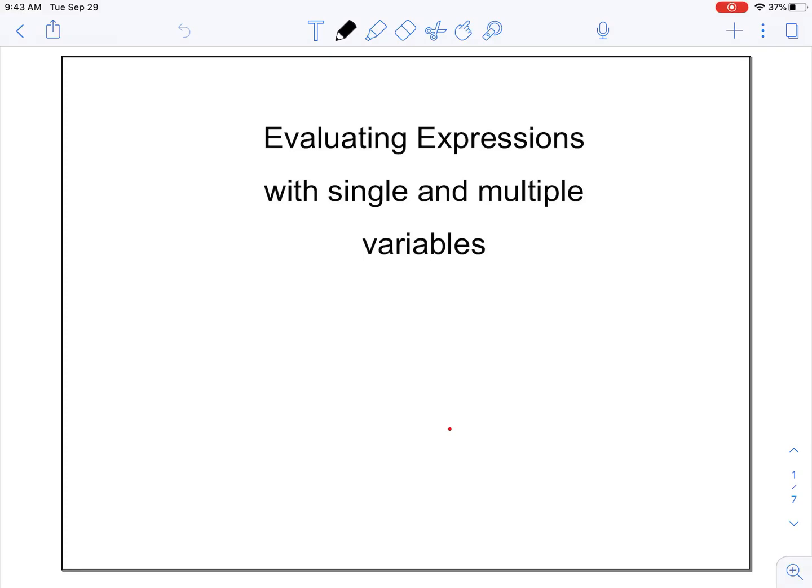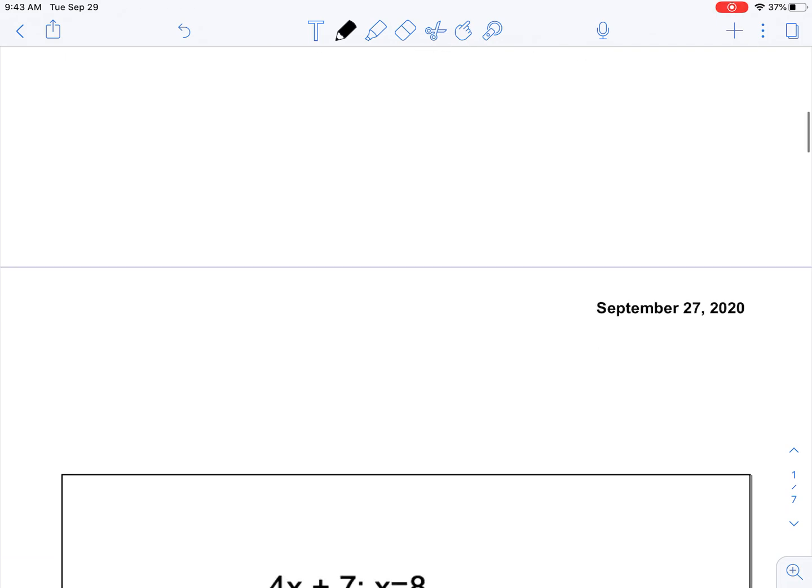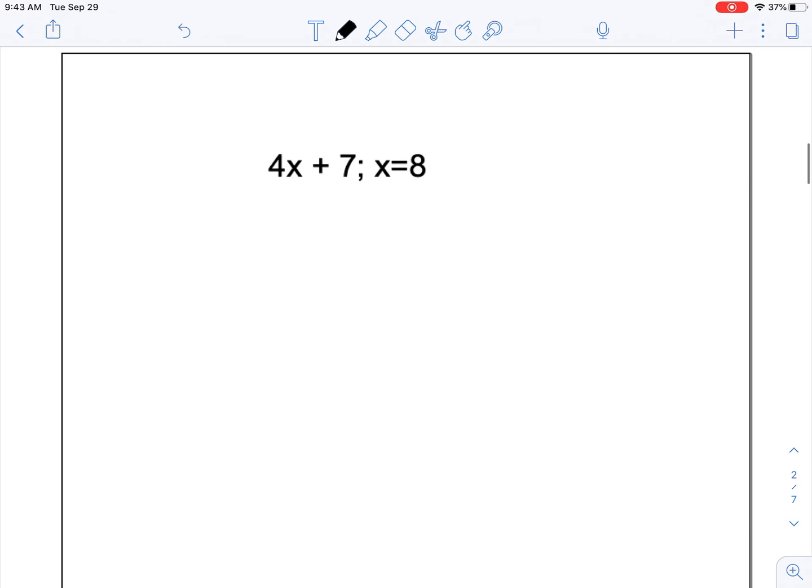Good morning. We are going to be evaluating expressions today with single and multiple variables. Remember, a variable is just an unknown, so we're going to have basically x's that we're going to substitute in values for, and then we're going to use the order of operations. So let's just look at this first one, and I'm going to explain how you would interpret this.